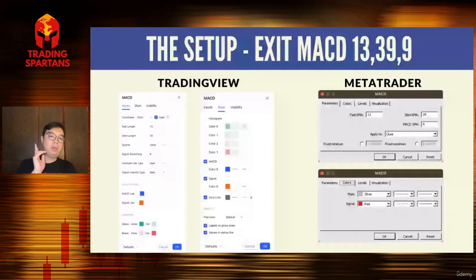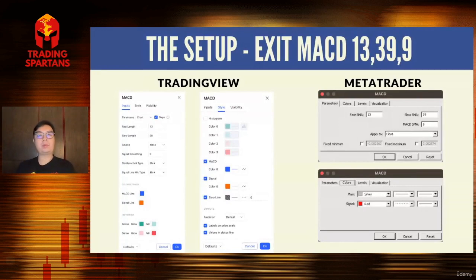Okay, so on the left, the TradingView, likewise, change the values as well to 13, 39, and 9. And on the right, the MetaTrader, I think it's very obvious already. On the left, the TradingView, you will see that the fast length is 13, slow length is 39, and the signal smoothing, basically the MACD moving average, is 9.